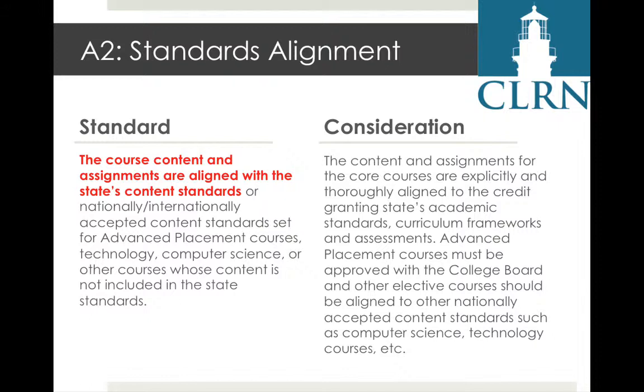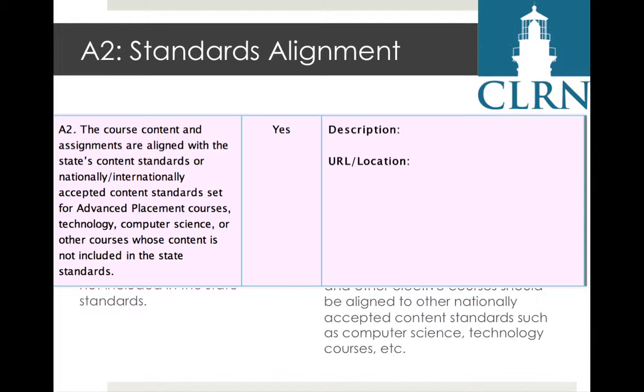Standard A2, Standards Alignment, is a fairly easy standard to vet. The main part of the standard is that the course content and assignments are aligned with the content standards. The main part of the consideration states that the content and assignments for the core courses are explicitly and thoroughly aligned to the state's academic standards, frameworks, and assessments. Because you've already reviewed all the content standards for this course, you are aware whether a majority of the standards were met. Notice that we've not asked the publisher for any information to verify the standard.